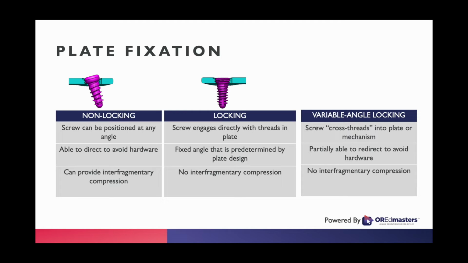Next, locking screws. These have threads on the head of the screw that engage directly with the threads of a plate. The screw is fixed at an angle predetermined by the plate design. No compression can be achieved with locking screws.